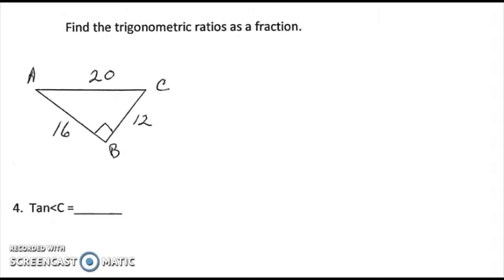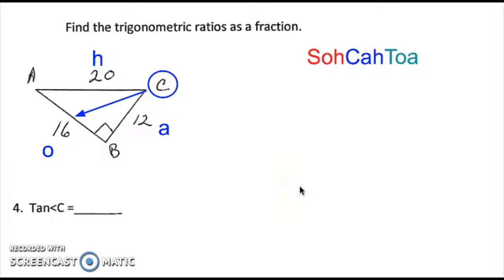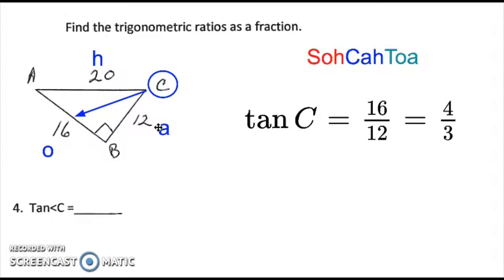Number 4, I'm looking for tangent of angle C. So I'm going to circle angle C, draw the arrow across, and that side is opposite. Now the side across from a 90-degree angle is going to be the hypotenuse, so write an H. The other side is going to be adjacent because it's next to angle C. So again, SOHCAHTOA. Tangent is opposite over adjacent, and that's what we're looking for. So opposite is 16, adjacent is 12. So I have 16 over 12, which can be reduced. So I'll have 4 over 3, which will be my answer for 4.